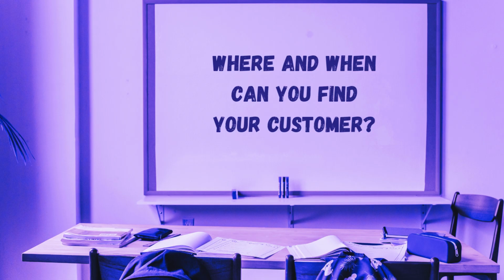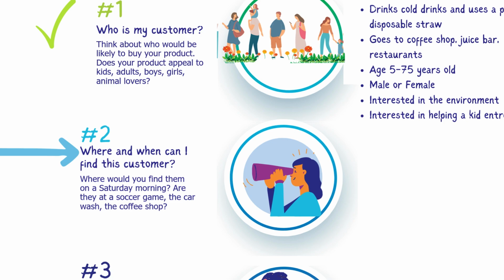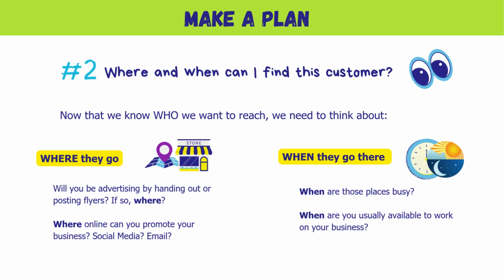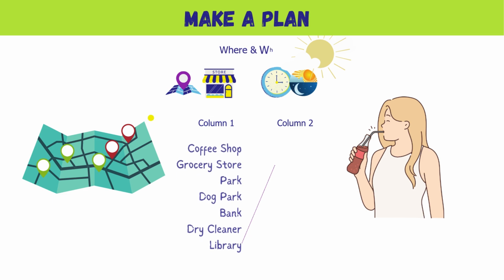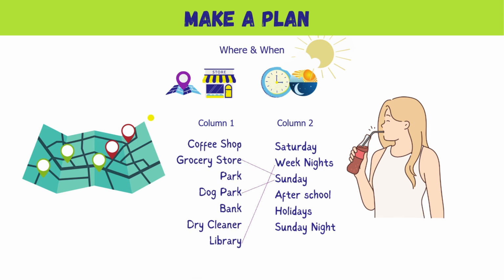Number 2. Where and when can I find this customer? This encourages students to think logistically. Where are these people likely to be? Soccer games, grocery stores, birthday parties? This is an introduction to location-based marketing, but we don't need to use that term. Use examples they'll recognize. You might say, if you were selling after-school snacks, where would your customers be at 3 p.m.?